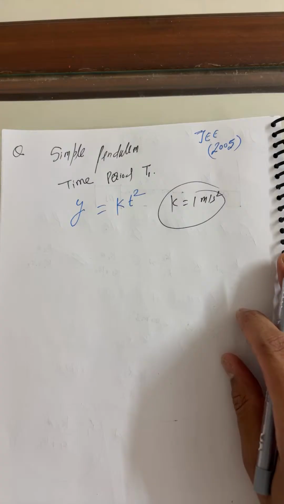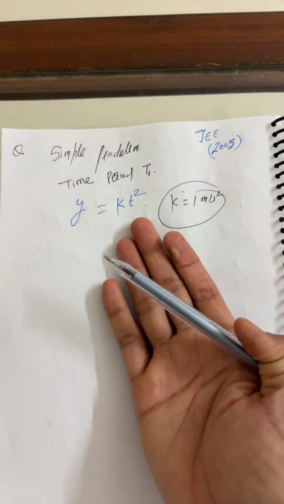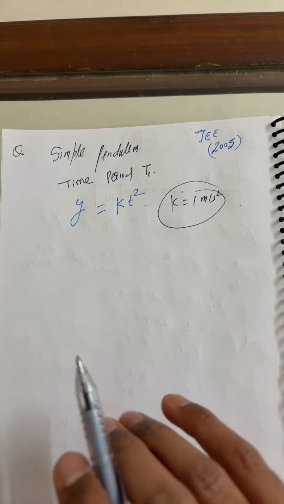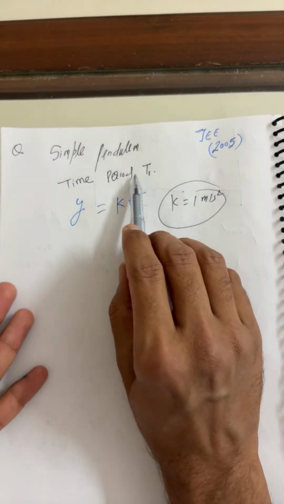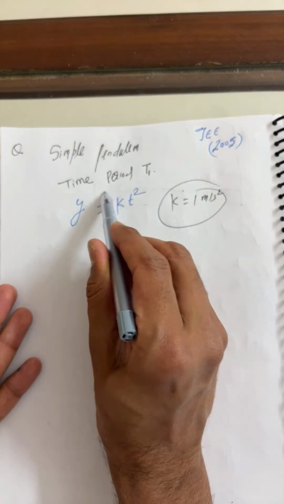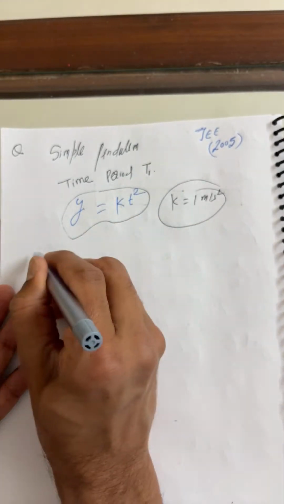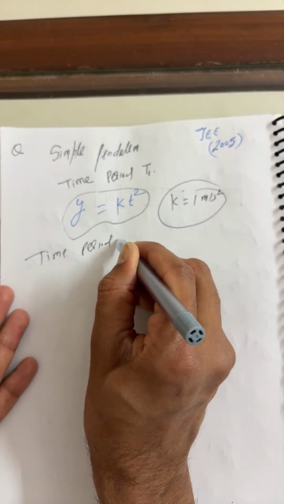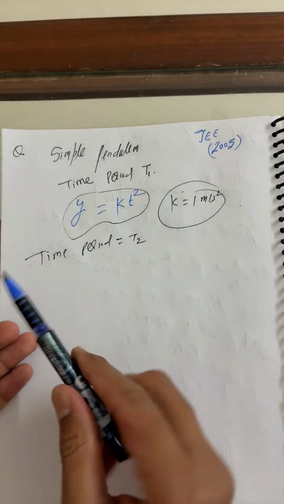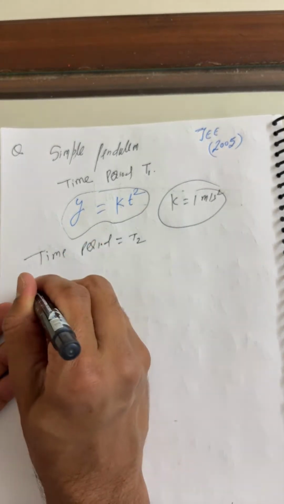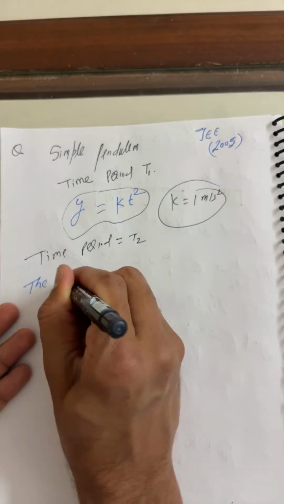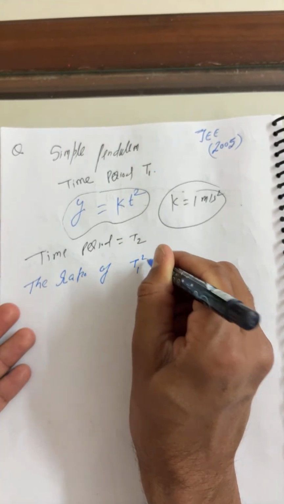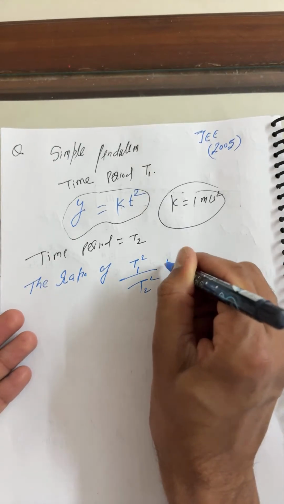Where y is the vertical displacement. You understood here, y is the displacement equation only. Now the time period becomes T2. Initially the pendulum has time period T1, and because of this displacement relation the time period now becomes T2. We have to find the ratio T1 square upon T2 square.